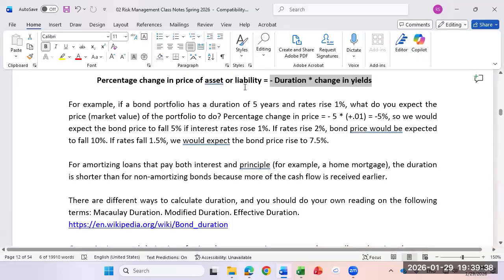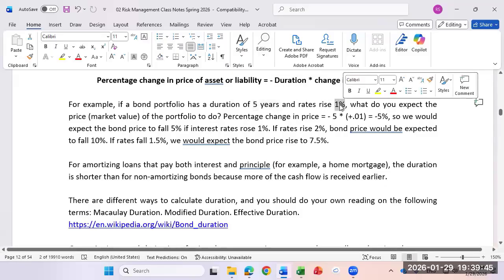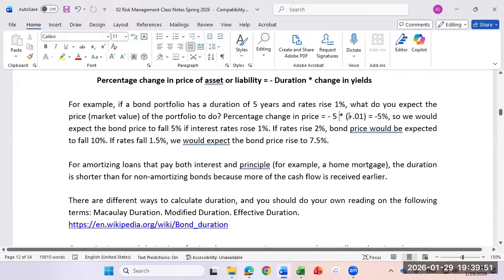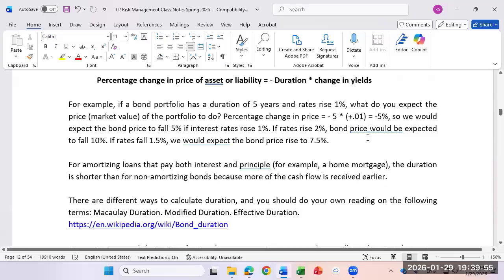So if your bond portfolio has a duration of 5 years, and interest rates rise 100 basis points, how do you expect your portfolio to move? It's going to be minus 5 years times 100 basis points. You expect your portfolio to fall 5%. Pretty straightforward.